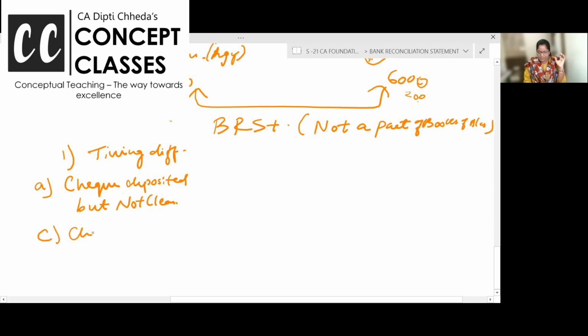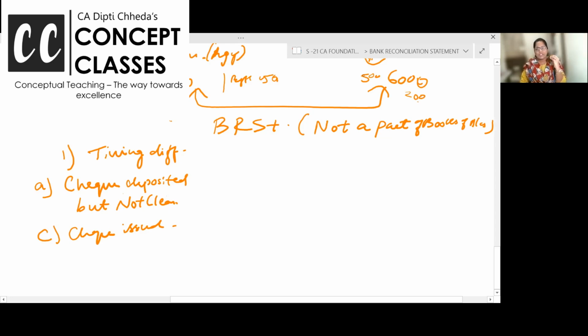In the same way, check issued. I issued a check to Harshini. She is carrying it in her pocket. So as soon as I issued the check, I said, buy Harshini, 500, I have credited my bank account. But bank में से पैसे तभी जाएंगे when Harshini presents it for payment.